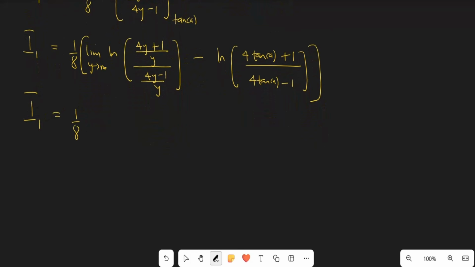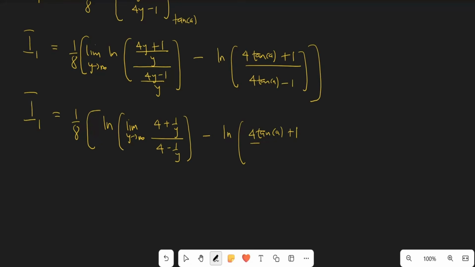So 1/8, and then we have the ln of the limits. So the ln of the limit as y approaches infinity of, now if you are dividing, 4 plus 1 over y all over 4 minus 1 over y, minus the limit, the ln of 4 times the tangent of a plus 1 all over 4 times the tangent of a minus 1.